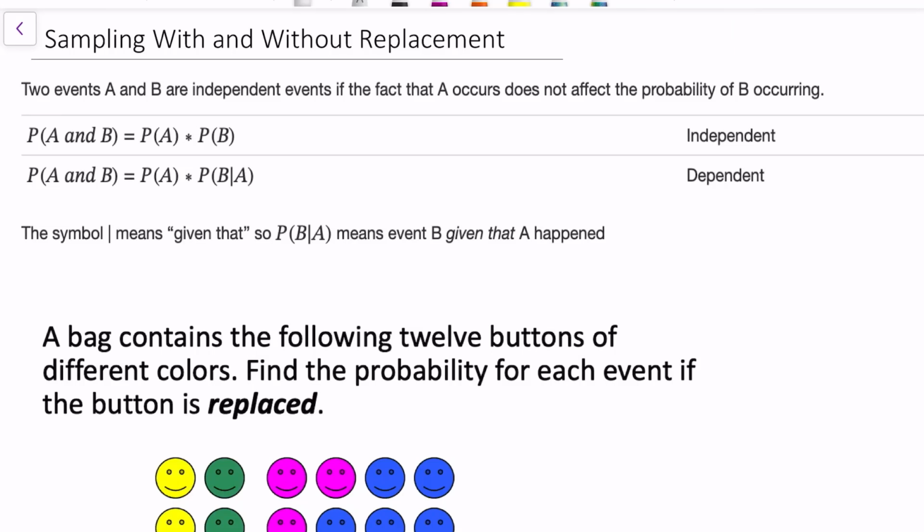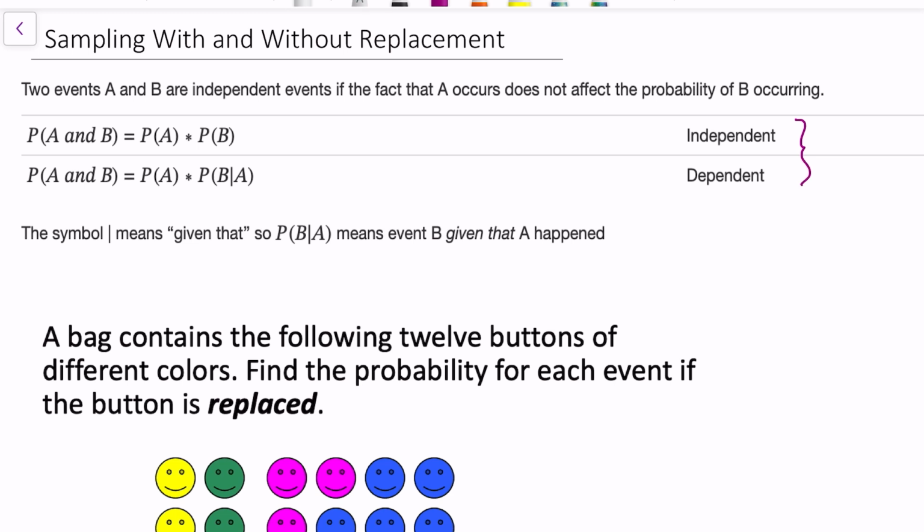Okay, this video is for sampling with and without replacement. Let's review the formulas first. We're going to use sampling with and without replacement for the multiplication rules. Basically, we need to understand what it means to be able to apply the multiplication rules. So for that, we need to understand what independent events and dependent events are.